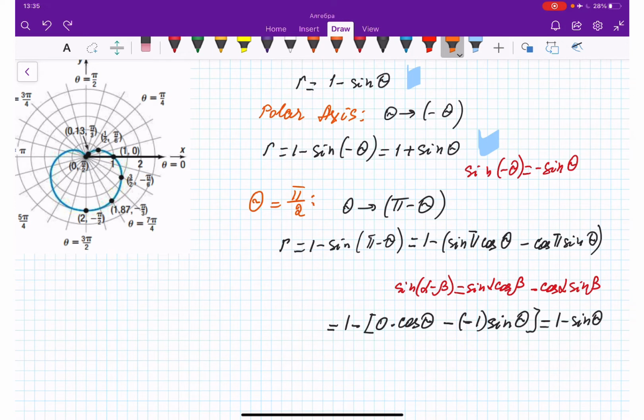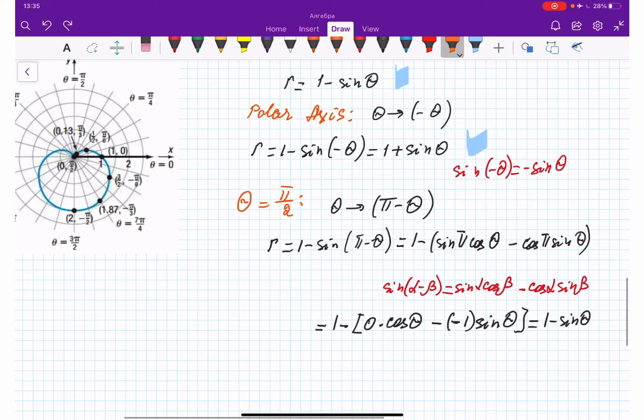Not on this one. Here, 1 minus sine theta and 1 minus sine theta, we get the original equation, which is satisfying. The test satisfies, is symmetric. Let me write down: symmetric at theta equal pi over 2.